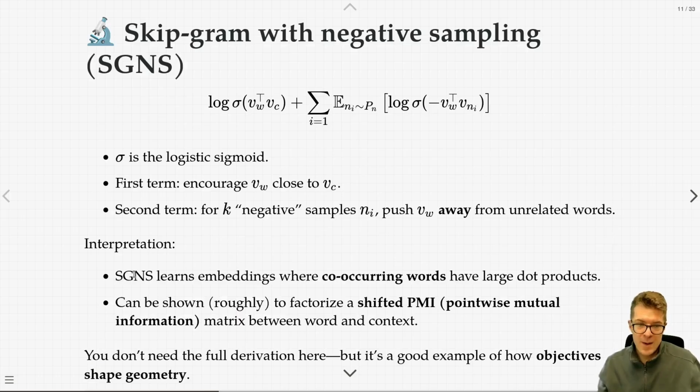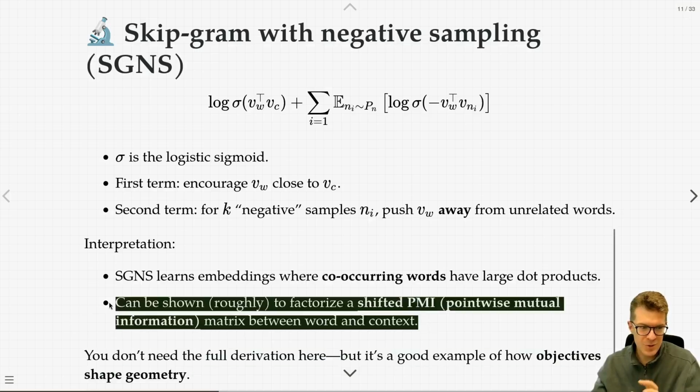Skipgrams with negative sampling will learn embeddings where words that occur together, like they say, words of a feather flock together, words that are similar in some sense, will have large dot products, and this has been shown to roughly factorize a shifted pointwise mutual information matrix. I should cite this work. This is really just a curiosity.